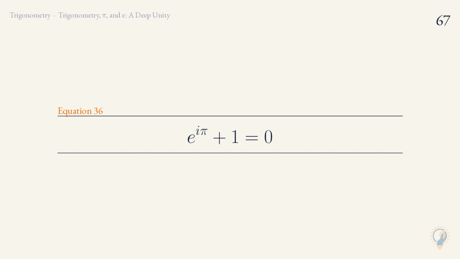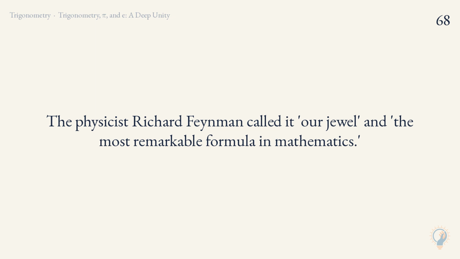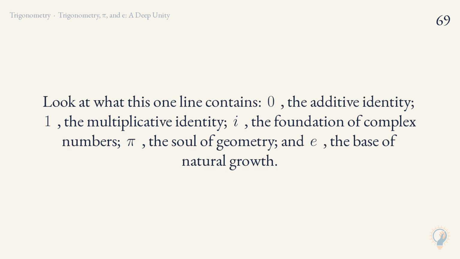Equation 36, Euler's identity: e to the power i pi plus 1 equals 0. The physicist Richard Feynman called it our jewel, and the most remarkable formula in mathematics. Look at what this one line contains. 0, the additive identity. 1, the multiplicative identity. i, the foundation of complex numbers.